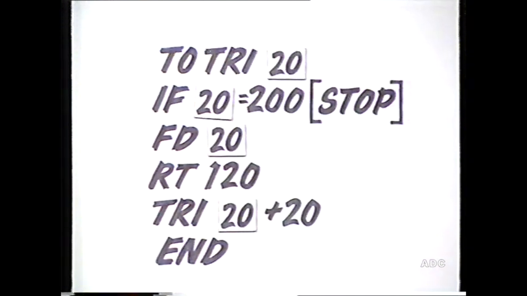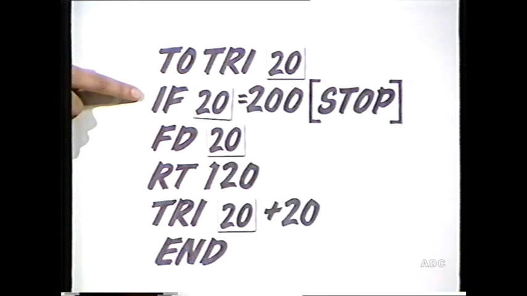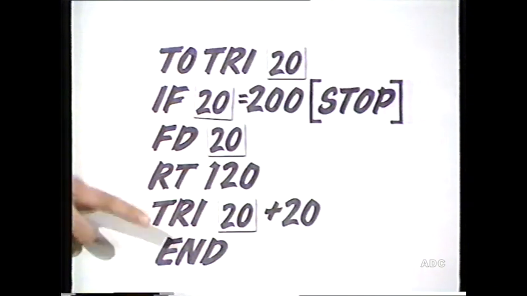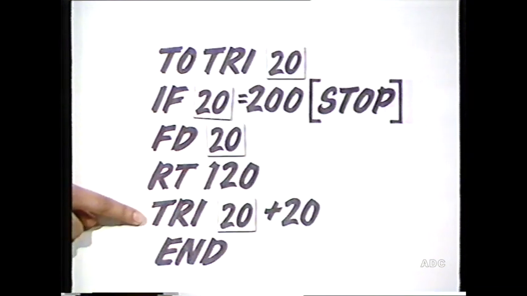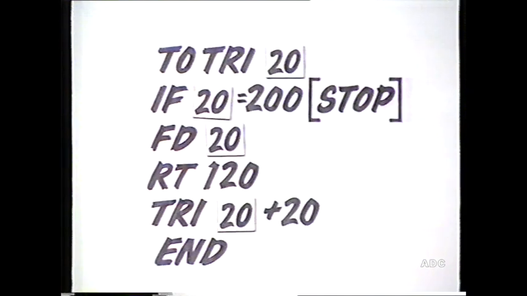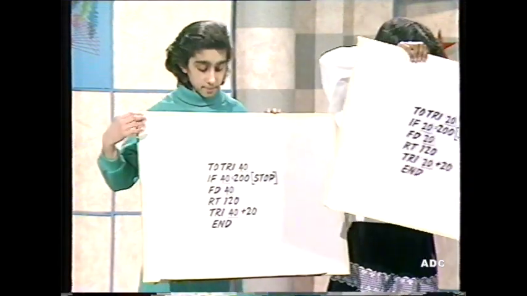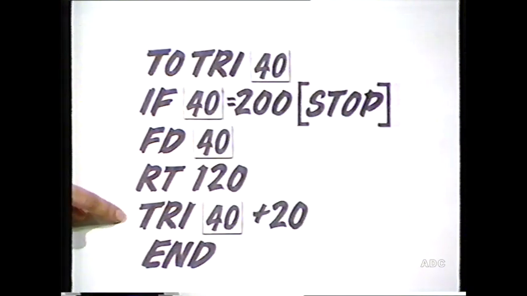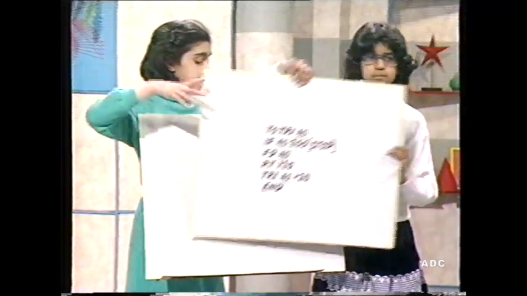And the computer works through this procedure line by line. If 20 equals 200, well, it's not, so the procedure goes on. Forward 20, right 120. Now, when it gets to this line, the procedure calls another procedure. Try 20 plus 20. So that's try 40. This procedure works as it has done with the other procedure until it gets to this line. Try 40 plus 20. So that's try 60.